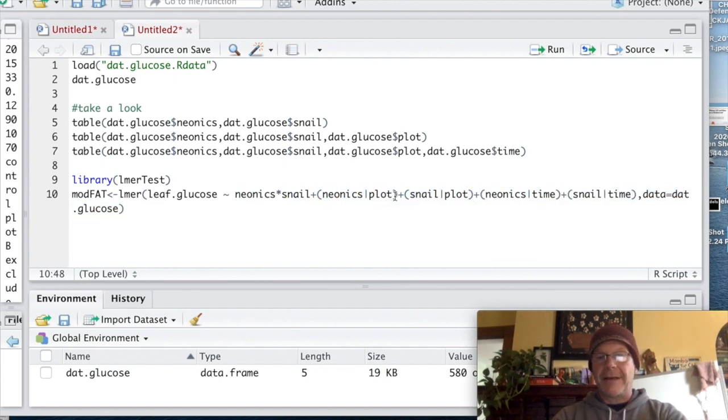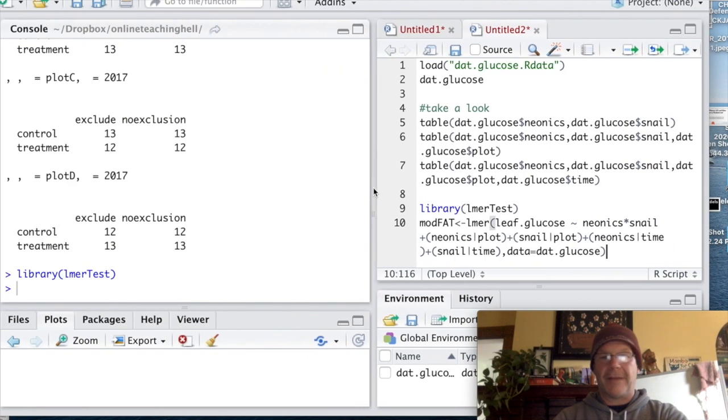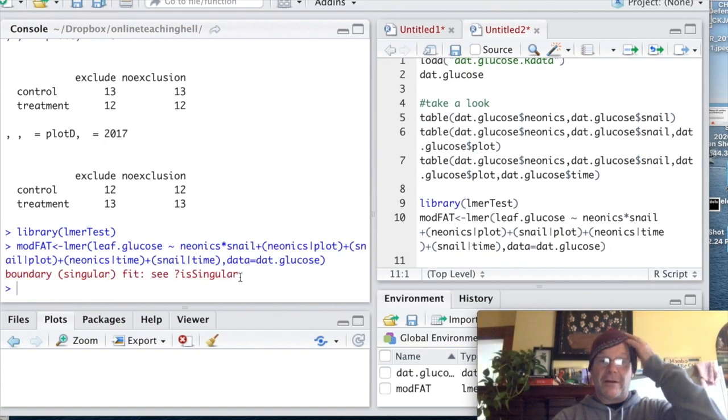I'm not only going to let each plot have its own intercept and each time period have its own intercept, but I'm also going to explore the possibility that each plot can have its own intercept as a function of what neonic treatment it had, as well as what snail treatment it had, and then with time, I'm going to explore models where they have their own intercept and slope for the presence or absence of neonics or the presence or absence of snails. So this would be a very fat model. And unless you have an incredibly giant data set and really interesting error structure, invariably if you run this, you're going to get yelled at. And there's our getting yelled at.